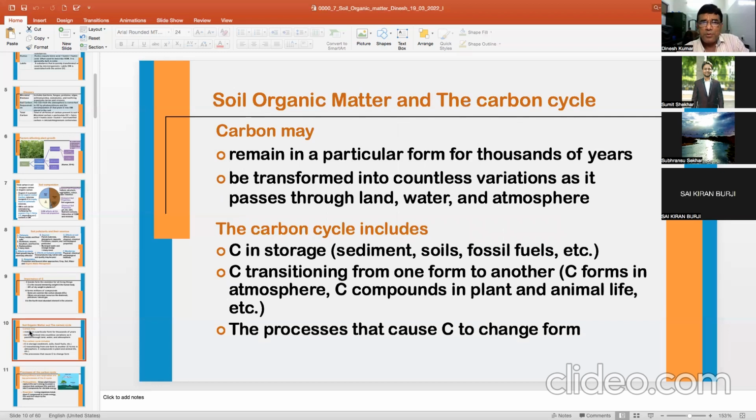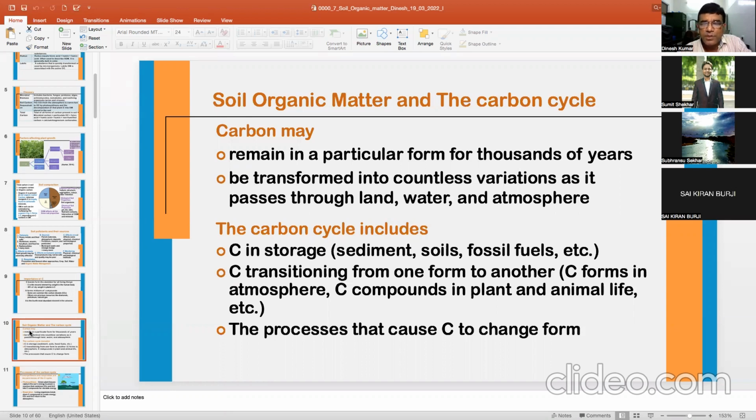Now we come to soil organic matter, because it contains carbon, and the carbon cycle. Carbon may remain in a particular form for thousands of years. If you see diamond, coal, fossil fuels, petroleum products, such as those in Saudi Arabia, Europe, or Russia, they were formed millions of years back. Do you know it? These petroleum products were not made today or 2000 years back. They were made millions of years back. So carbon can remain in a particular form for thousands of years, and it can be transformed into countless variations as it passes through land, water, and atmosphere. When it cycles, it can pass through different forms.